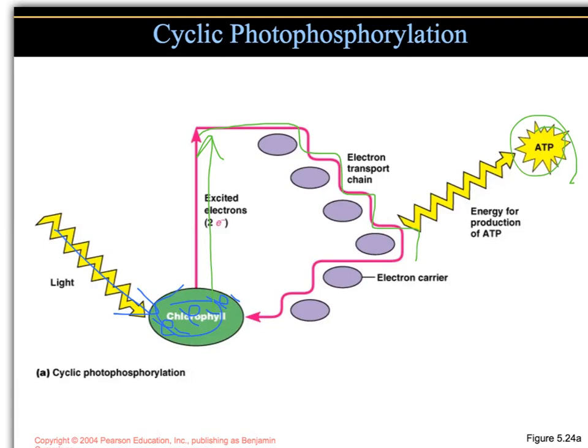Now here we are showing cyclic photophosphorylation because the electrons that are released from the chlorophyll by the light eventually will go down the electron transport chain, but they are returned to the chlorophyll after the passage along the electron transport chain. So because they are returned right back to the chlorophyll, we call this cyclic photophosphorylation. There's a cycle of the electrons.